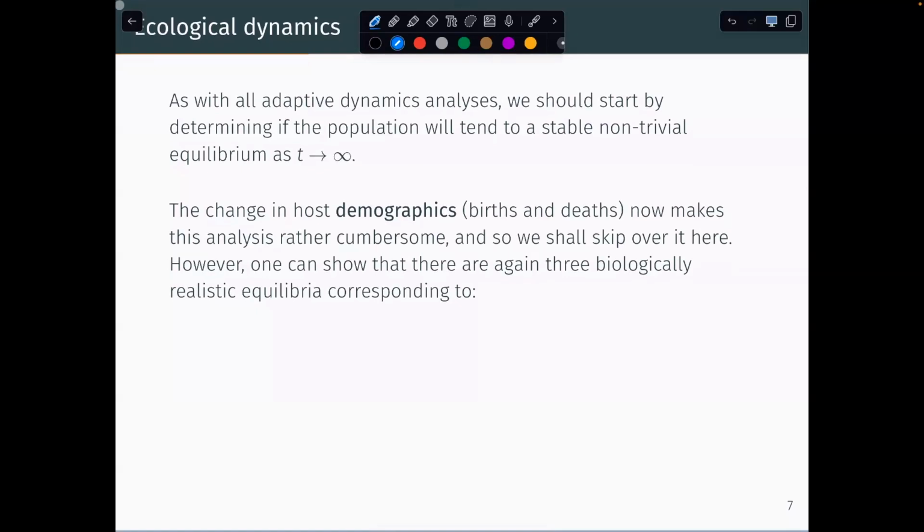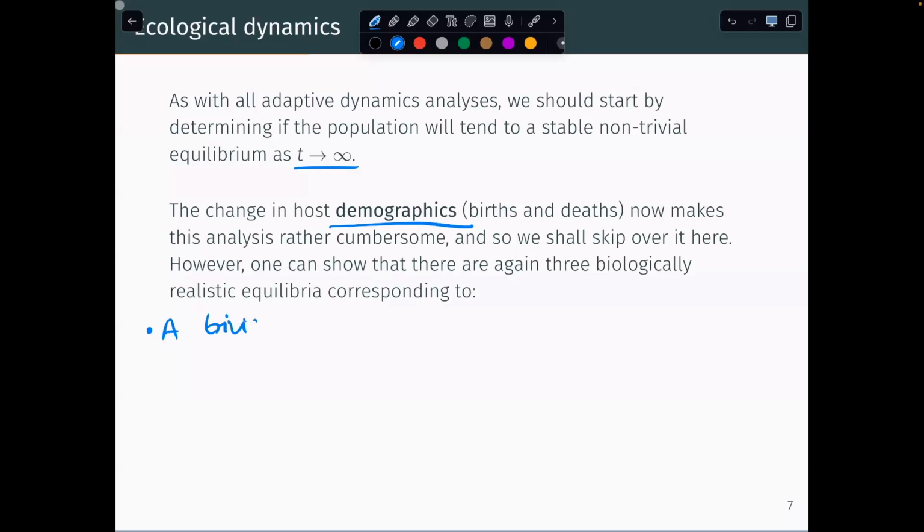So we should start, first of all, by determining if our population will tend towards a locally asymptotically stable, non-trivial equilibrium as t tends to infinity. This is kind of laborious to do, because changing the structure of the model means that finding the ecological equilibria is harder. So this change in demographics, demographics being all about births and deaths, essentially, makes this rather cumbersome, so we're going to skip over this here. But just like before, we have three possible equilibria.